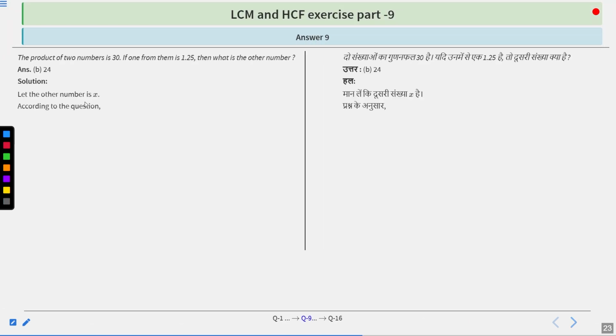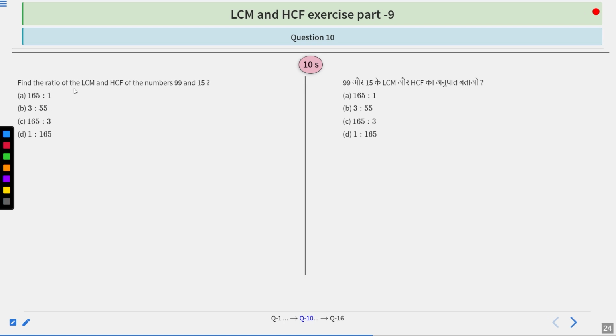So let the other number be x. According to the question, the product of the numbers is 30. The other number is 1.25, so 1.25 into x should be equal to the product, that is 30. From here, the value of x is 30 upon 1.25. When you remove the point from here, you get two zeros in the numerator. So 3000 upon 125, that is 24. So the other number is 24. Option number B is the correct answer.